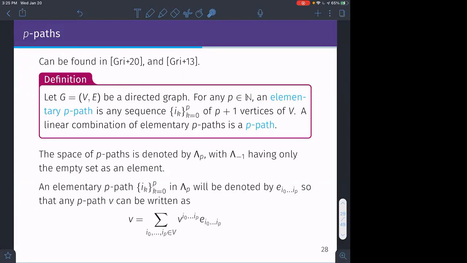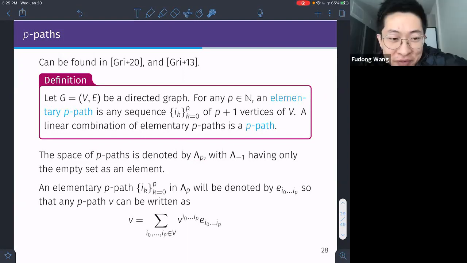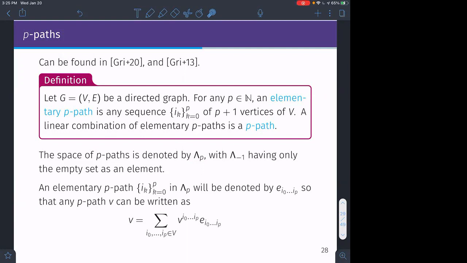So essentially, even though I'm defining the elementary paths as just anything, and the combinations of paths, and this is going to be important, I'm not using them just yet. I have this space, lambda p, but I'm not going to be working with lambda p. I'm going to work with some derived version of lambda p. I have a question about... what is a linear combination? Oh, so linear combination, just any sum.